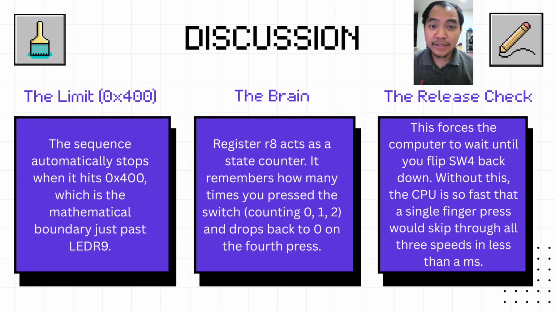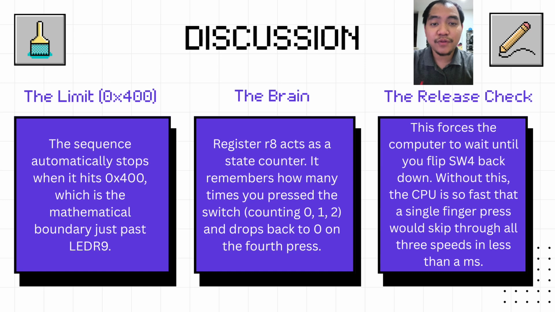Okay, second, the brain of the program, is register R8. Register R8 acts as the state counter. It stores the current mode of the program. For example, when R8 is 0, the LED runs with the slowest delay, around 1 second. When R8 becomes 1, the delay changes to around 0.5 seconds. When R8 becomes 2, the delay becomes faster, around 0.1 seconds.